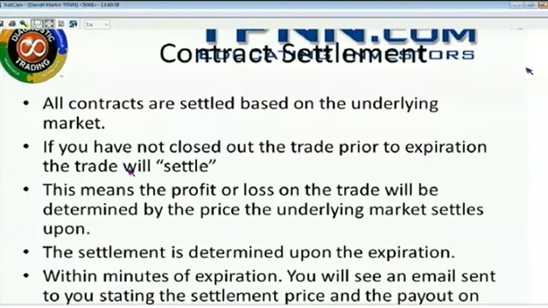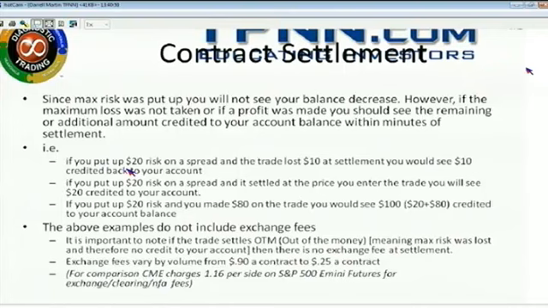And again, to remind you, whenever you get that settlement payout ticket, it's not your return. So if I put up $20 in a risk and I lost $10, I'd see a $10 credit. A lot of people see that $10 credit and they're like, oh wow, I made $10. I thought I lost. Well, you did. You lost $10. You got $10 back.